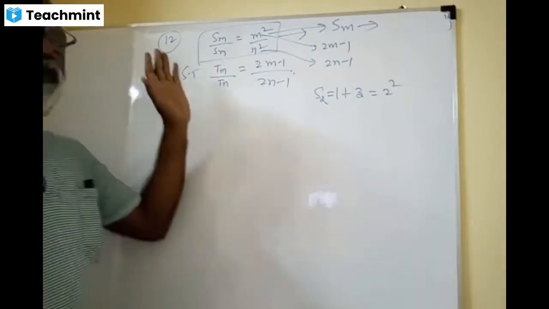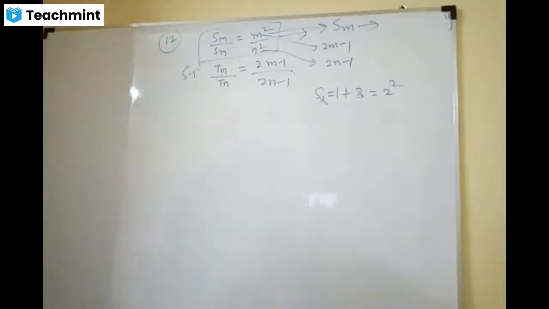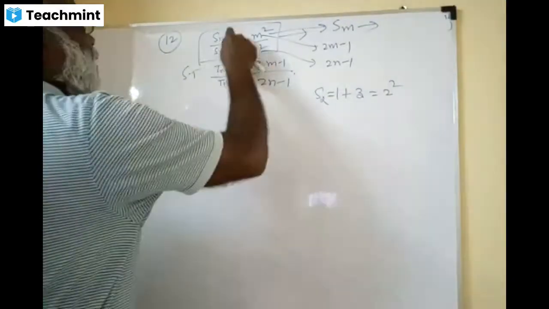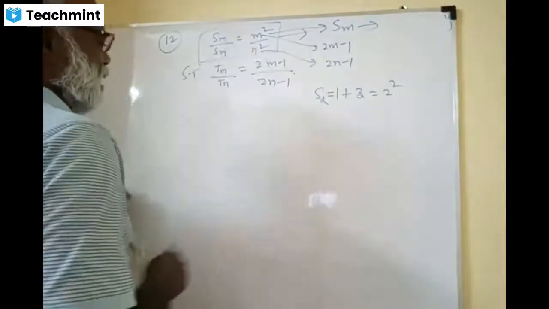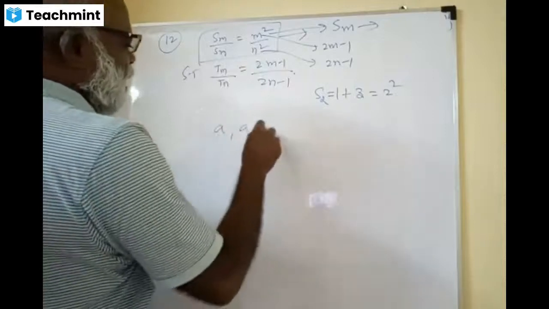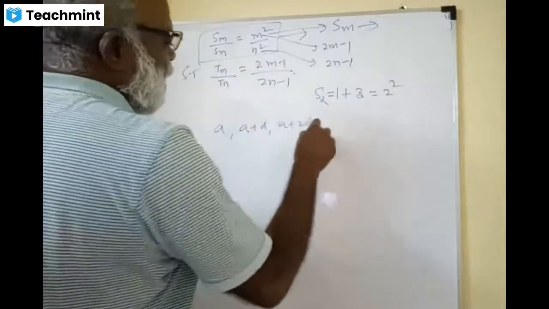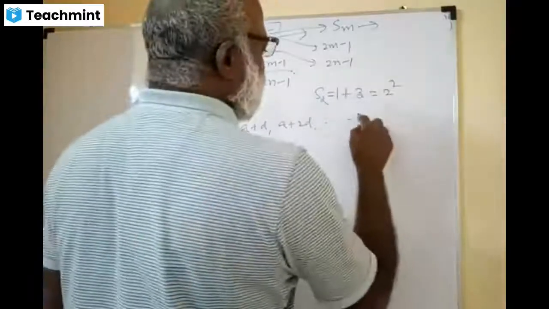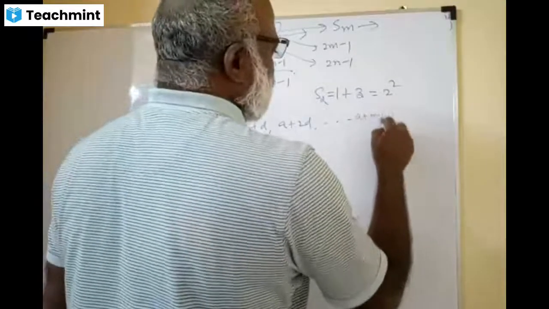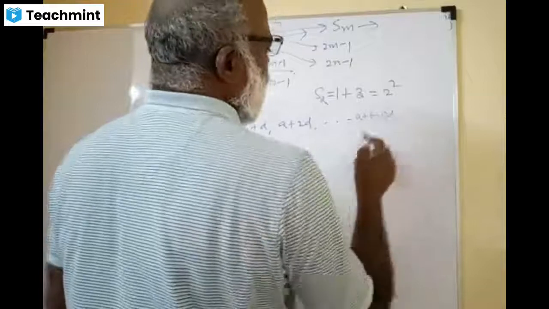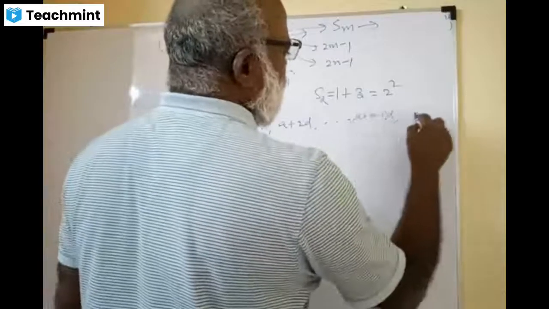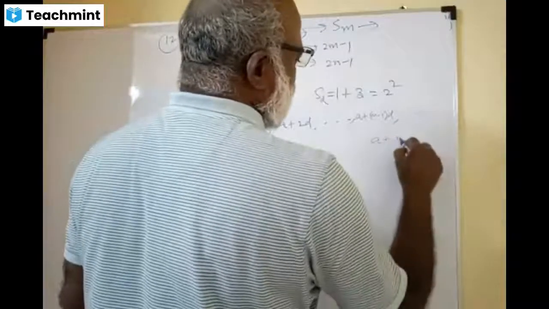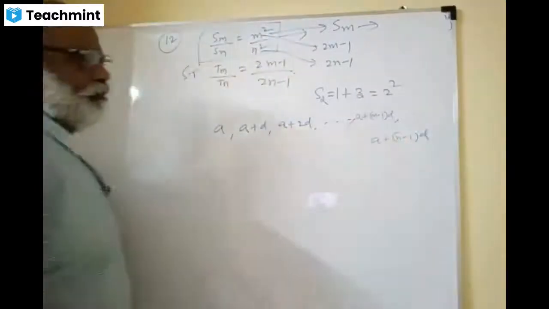That is for two different sequences. This is only for one sequence here. That's why I didn't write it. See, there is a sequence here: A plus D, A plus 2D, and so on. The mth term is there, which is A plus m minus 1 into D. And the nth term is also there, A plus n minus 1 into D, if n is more than m.